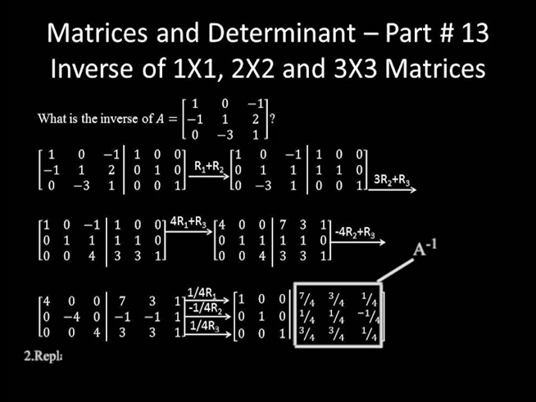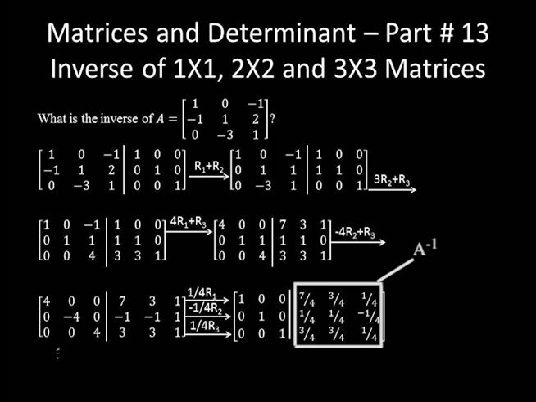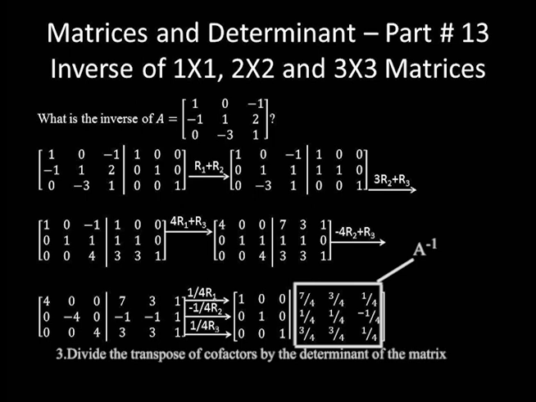Second, replace every element in the matrix by its cofactor and determine the transpose of a matrix containing the cofactors. For determining the transpose, you can refer part 7 of this series. Third, divide the transpose of cofactors, that's also called the adjoint of the matrix, by the determinant of the matrix. For calculating the determinant of the matrix, you can revisit part 8 to part 10 of this series. The matrix you will find after these steps is the inverse of the given matrix.